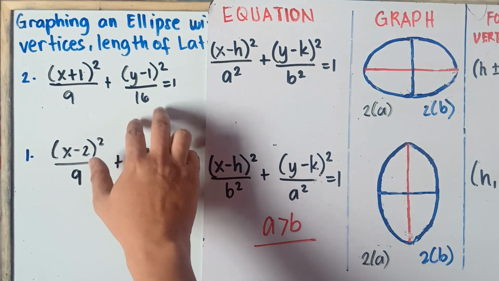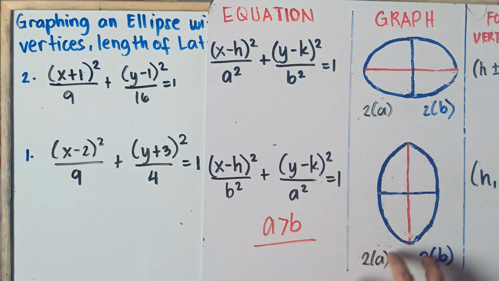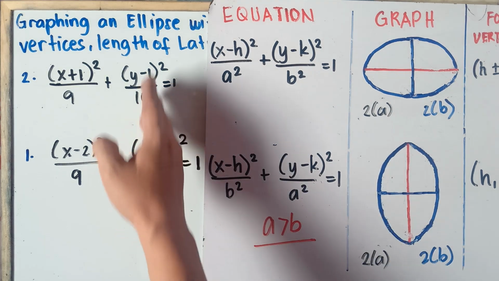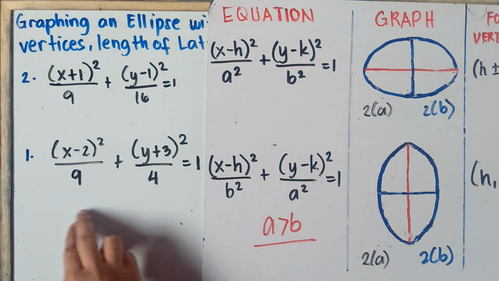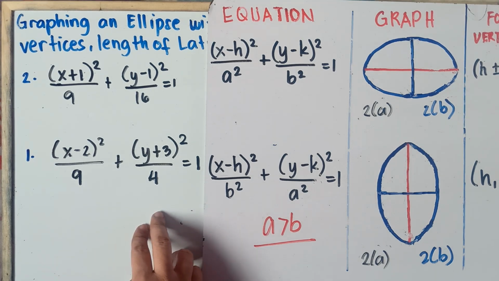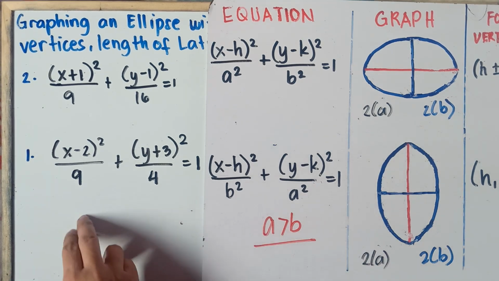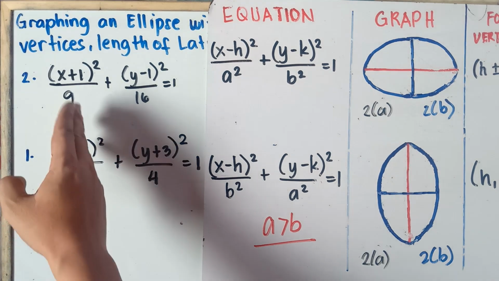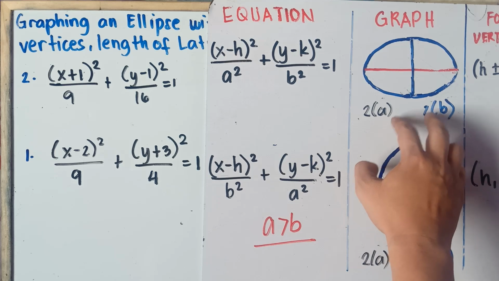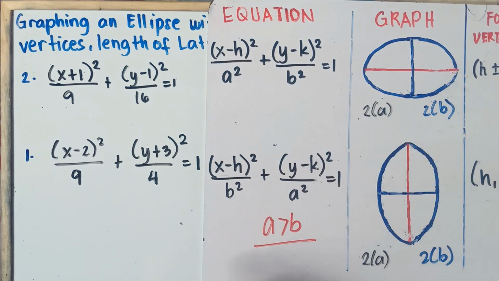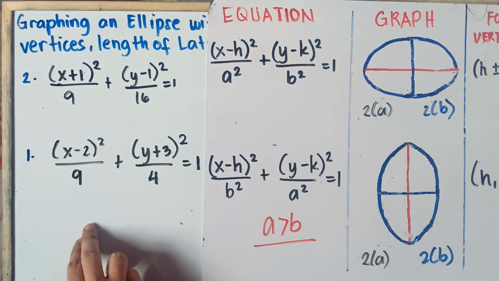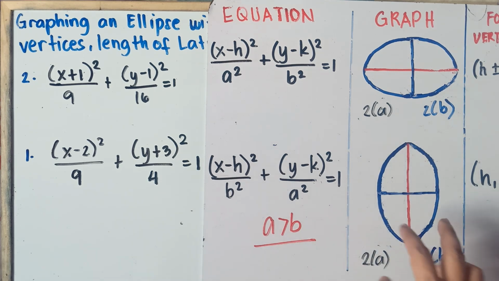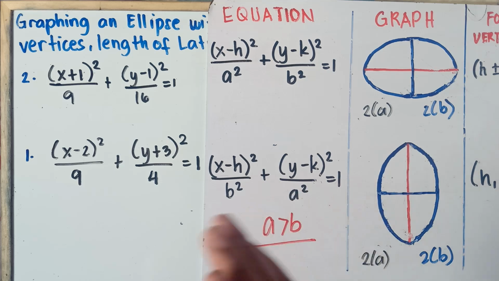So for number 2, our expected graph will be like this. We have a vertical major axis because our a is aligned on y squared. For number 1, which is greater, class, 9 or 4? Of course, the greater number is 9. So our a is aligned on x squared, and this will be your expected graph for number 1. We already answered number 1, so feel free to see that video, class. Once again, for number 2, this will be our expected graph because our a is aligned on y squared.